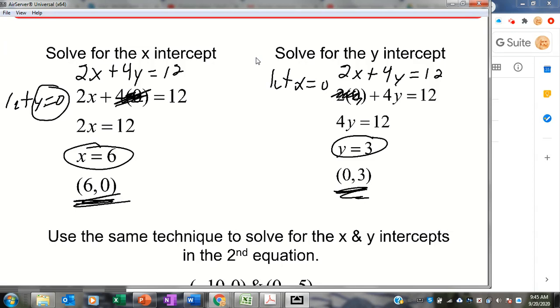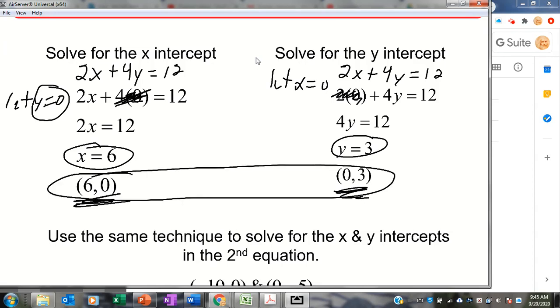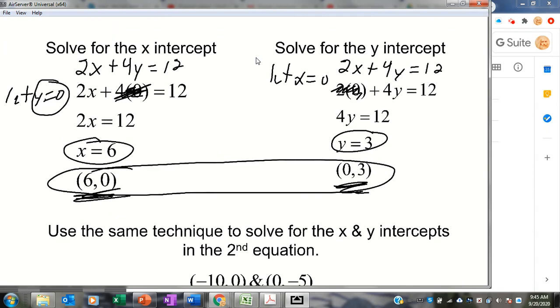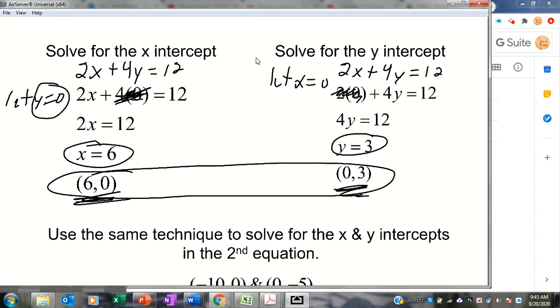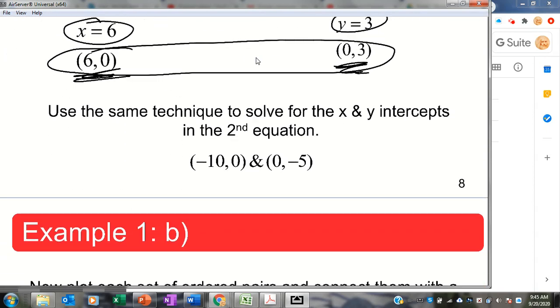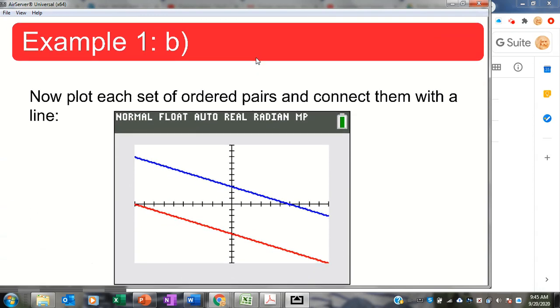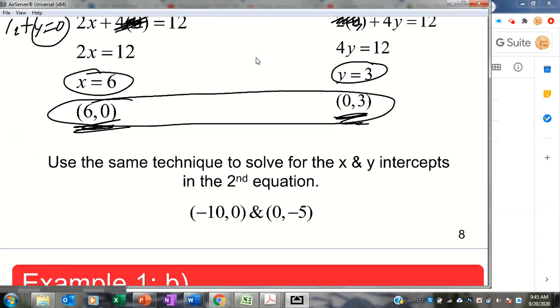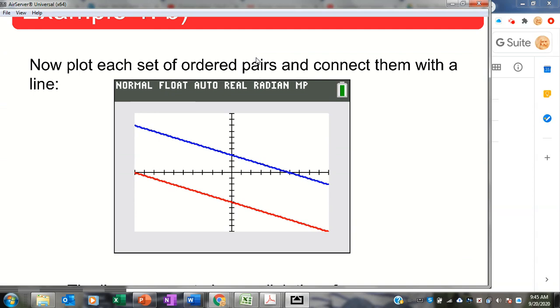So these two ordered pairs, 6, 0 and 0, 3, you'll graph those two and then connect them with a line. And when you do, you will get the graph of the first line. And you can see when I go to 6, 0 and 0, 3, I'm going to use a black dot so you can see. Here's 6, 0 right there, and 0, 3 is right there. Okay.